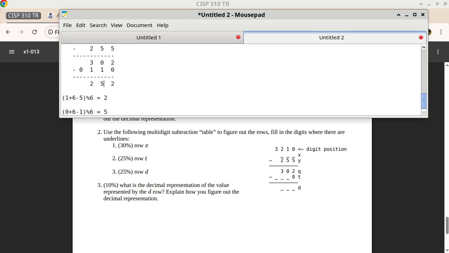That carries the majority of the points of this particular question, but there's one little thing left, which is part 3. Part 3 is asking what is the decimal representation of the value represented by the D row. So the D row is the 252. In this case, we just say 2 times 36 plus 5 times 6 plus 2 times 1 is 72 plus 30 plus 2, and that would be 104, I think.